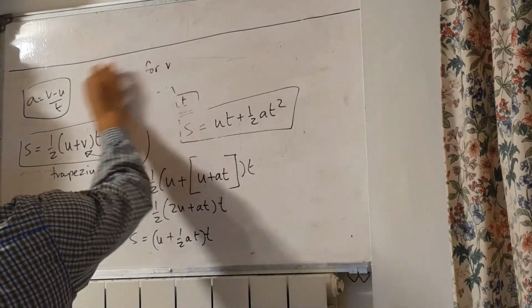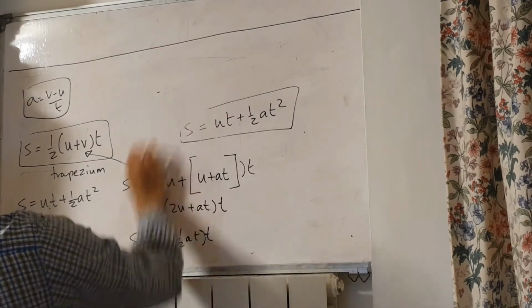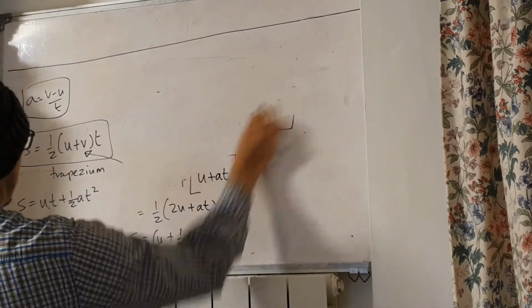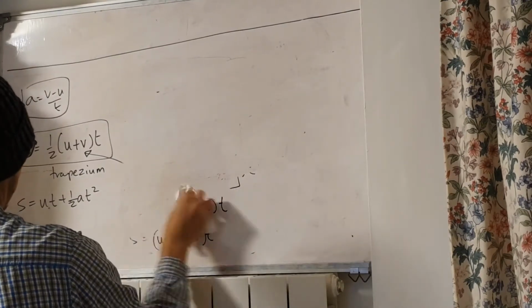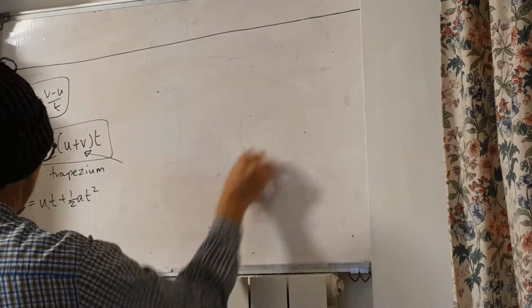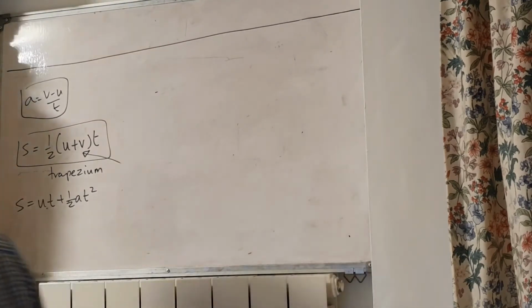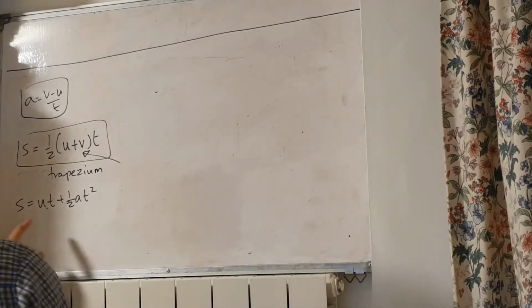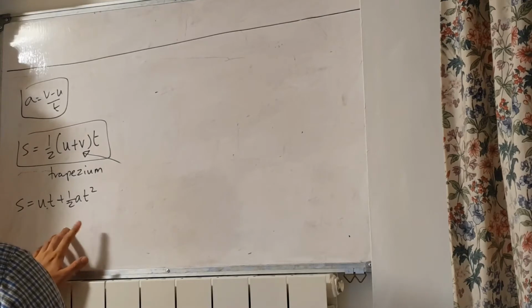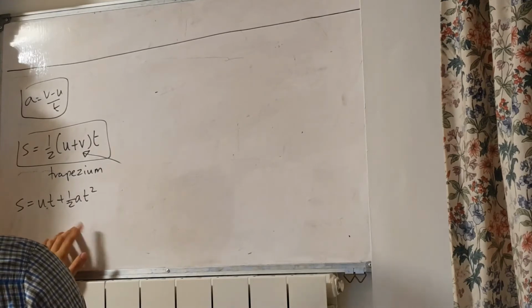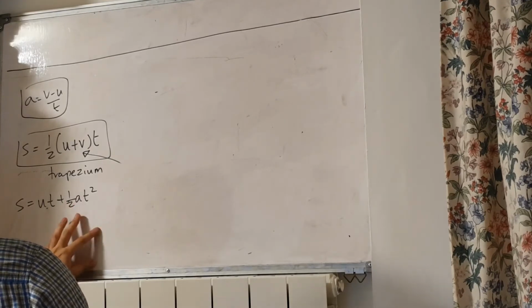Now the next equation, if you've done triple science, you would have come across this equation before. This is v squared minus u squared equals 2as. Okay, so how did we derive v squared minus u squared equals 2as?